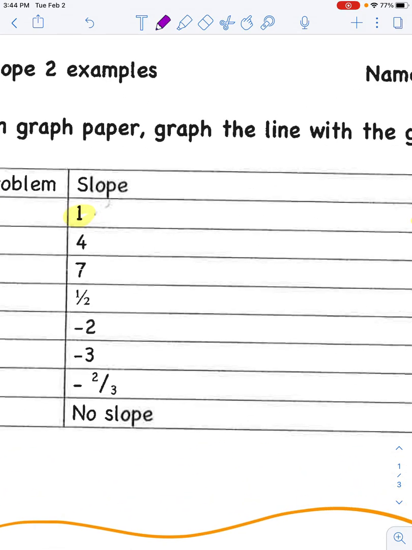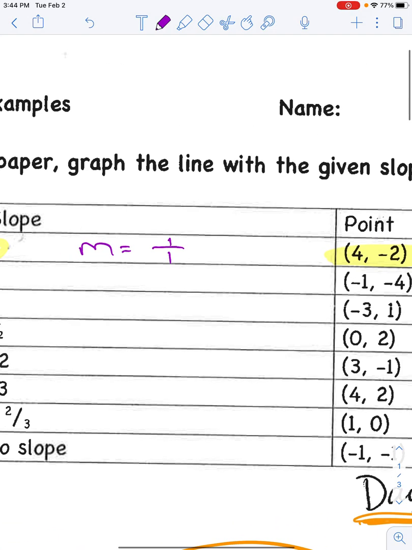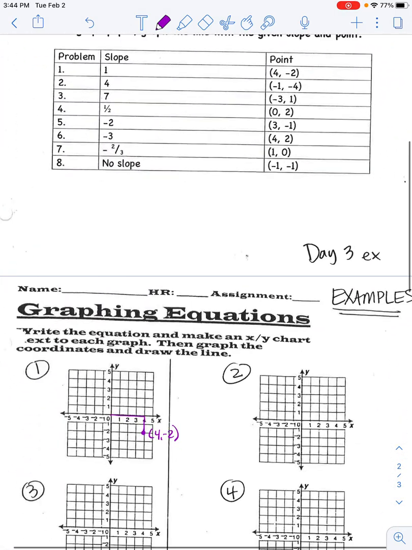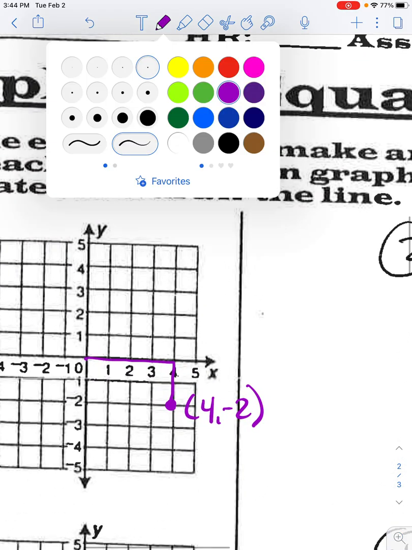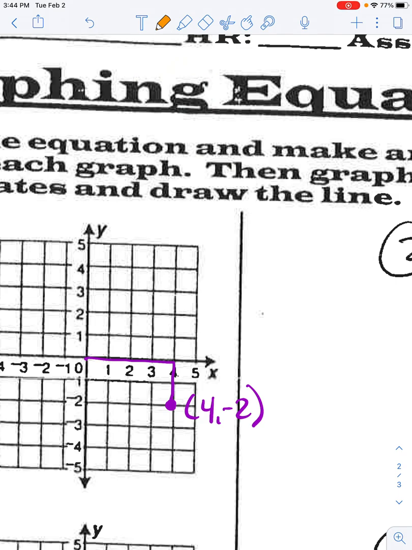Now remember, you use a numerator and denominator. So if it's 1, we're just going to write 1 over 1, which means rise 1 and run 1, and it's positive, so we're going to go up. It should be looking like a positive line. So rise 1, run 1, rise 1, run 1. And I know we're off the chart a little bit, but that's okay.